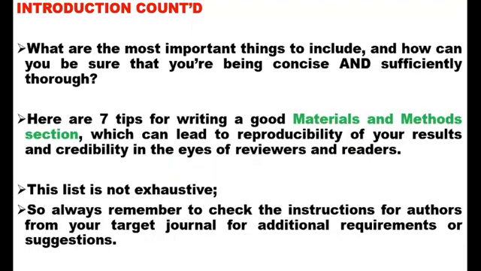Now, what are the most important things to include, and how can you be sure that you are being concise and sufficiently thorough? That's the question. I want to give us 7 tips for writing a good materials and method section, which can lead to reproducibility of your results and credibility in the eyes of reviewers and readers. The list is not exhaustive, so always remember to check the instructions for authors whenever you want to send a particular manuscript to a particular journal.